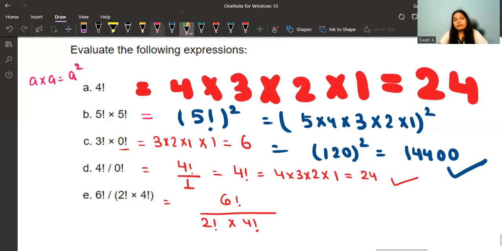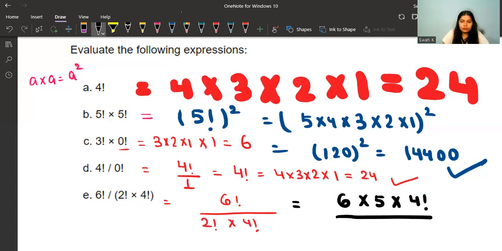But there is a very simple way we can do this. And what we will do? 6 factorial, I'll write down as 6 into 5 into, I'll stop. I want to stop at 4. So I'll write down 4 factorial, right? So 6 into 5 into 4 factorial. And this is 2 factorial, 2 into 1 only. And this 4 factorial, I'm not expanding, I'm writing it as it is.